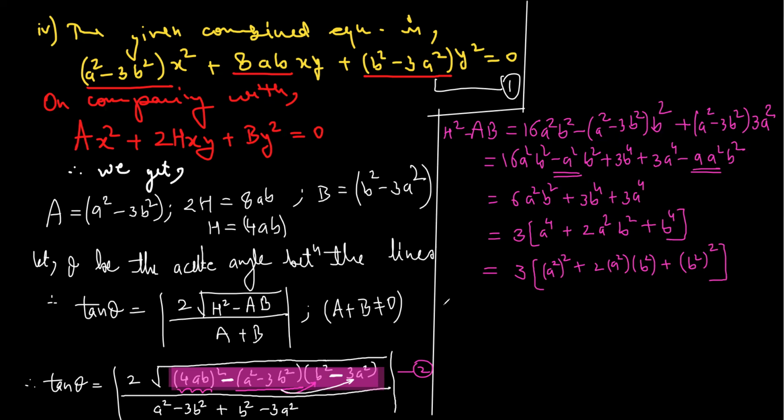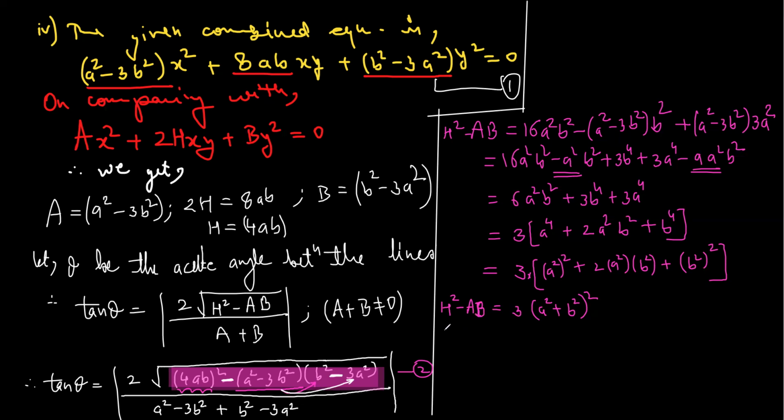So h square minus ab is 3 times, and this is a square plus b square the whole square. What is this? See, what am I getting? I'm getting (a square) square plus 2a square b square plus (b square) square. So this is a square plus b square the whole square. So I got h square minus ab.